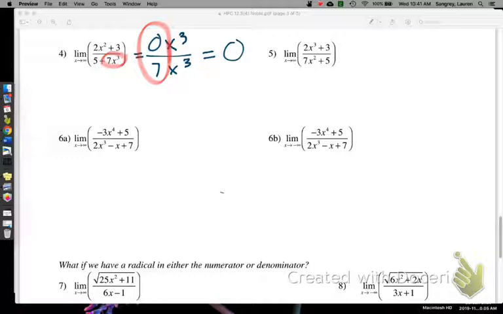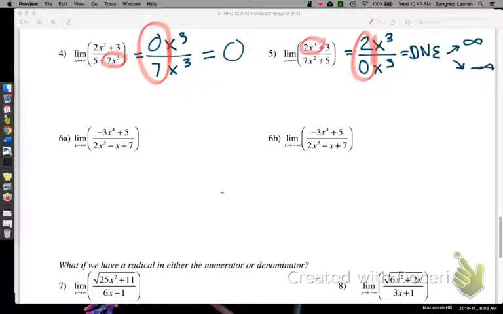Example number 5, I'm looking for the highest degree. It looks like I have an x cubed as the highest. So in the numerator, I have 2x to the third. And in the denominator, I have 0x to the third. So now I have a situation with my coefficients where I have a number over 0. So our answer is technically does not exist, but we're going to go a step further and figure out, is this positive infinity or negative infinity?